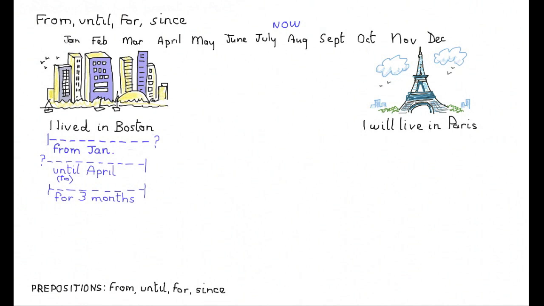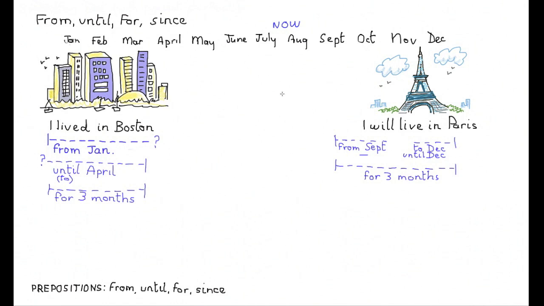So, can we use the same phrases? Here they are. And the answer is yes, we can. We can say, sorry, not October. I said October, didn't I? From September. I will live in Paris from September to December. Or I will live in Paris until December, without specifying the beginning. Or I will live in Paris for 3 months. So we can use all those expressions for the past or for the future.